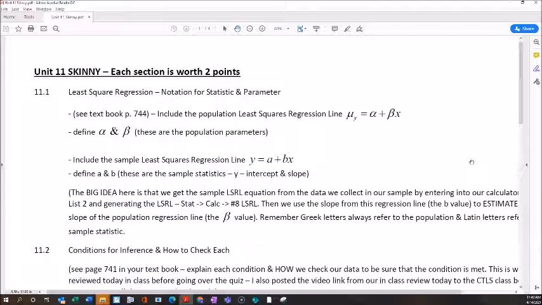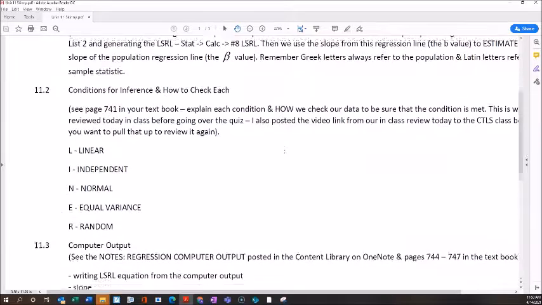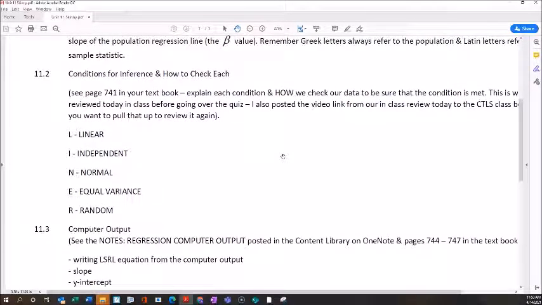Y hat is equal to a plus bx. But a would be the sample y-intercept, so that's the statistic, and little b is the sample slope, that's the statistic, right? So when you're checking your conditions on the second part, you need to specify what the conditions are. So we went over this yesterday, linear, right? L-I-N-E-R, sorry, no A, but L-I-N-E-R, and what those are. So what you're looking for and how you would check those.